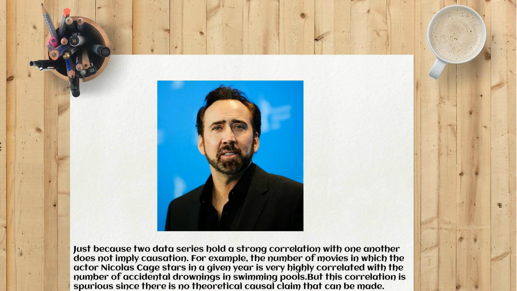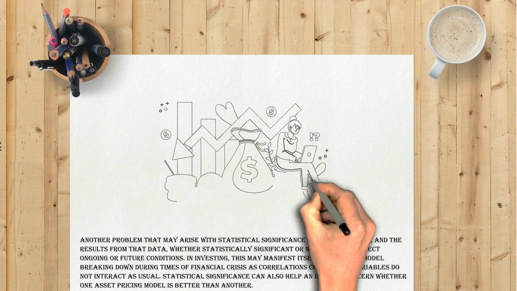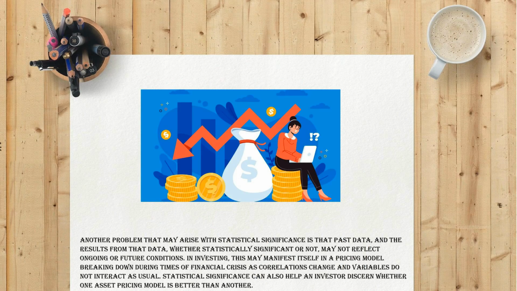Another problem that may arise with statistical significance is that past data, and the results from that data, whether statistically significant or not, may not reflect ongoing or future conditions. In investing, this may manifest itself in a pricing model breaking down during times of financial crisis, as correlations change and variables do not interact as usual. Statistical significance can also help an investor discern whether one asset pricing model is better than another.